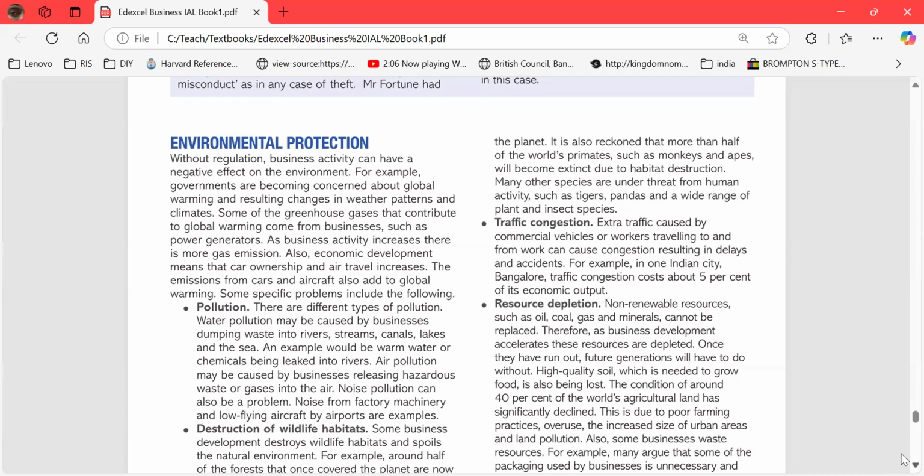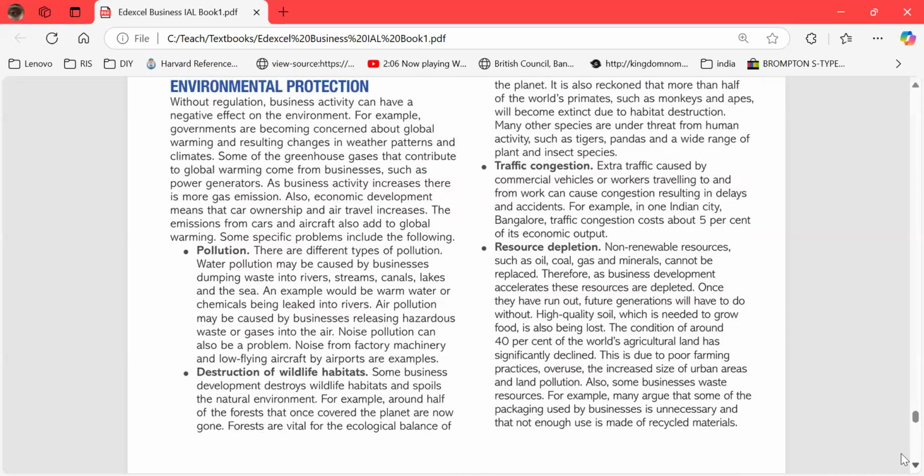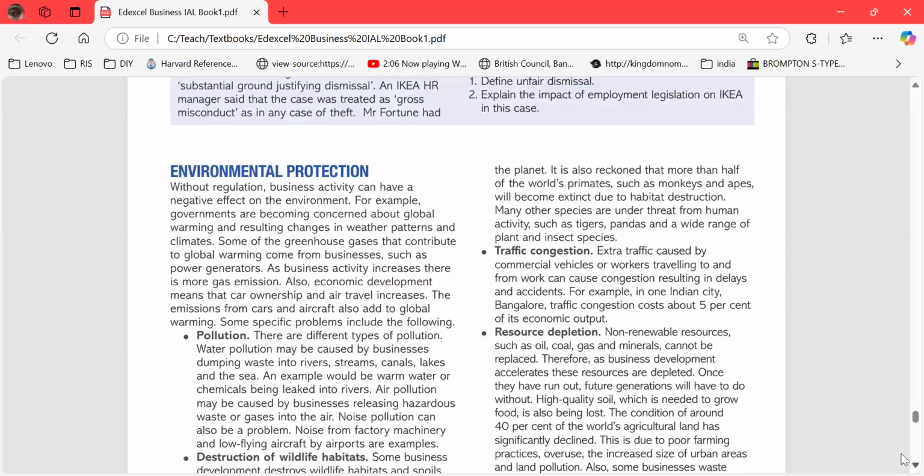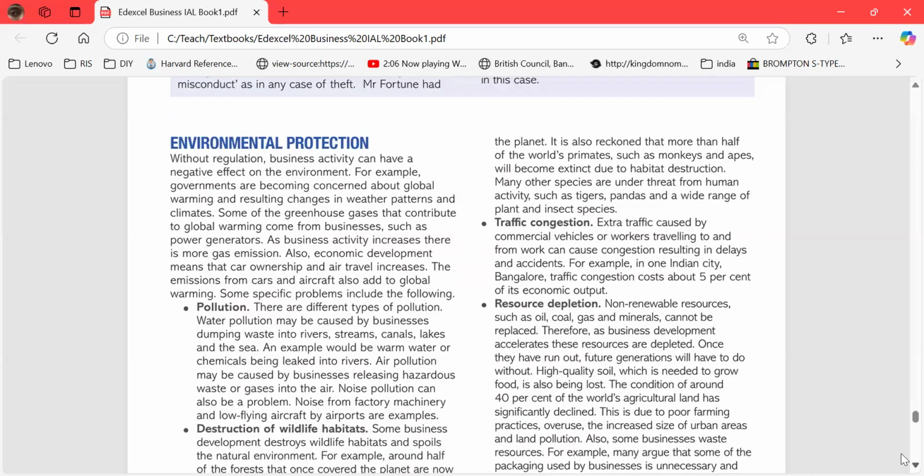What are the specific problems? There are some mentioned over here, like pollution. We have air pollution, sound pollution, noise pollution, water pollution, lots of different kinds of pollution. You know them. Then we have destruction of wildlife habitats. Lots of animals and plants are endangered, and they are becoming destroyed because of that. They are becoming extinct because of these hazardous production methods. So this is an important issue.